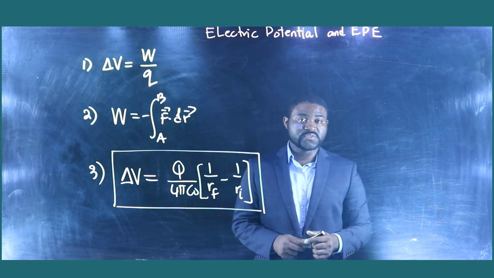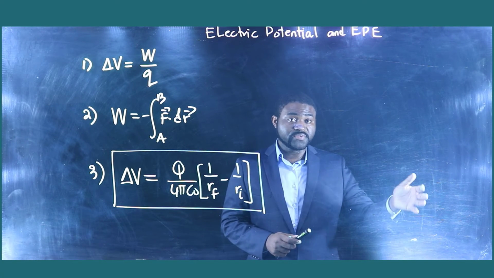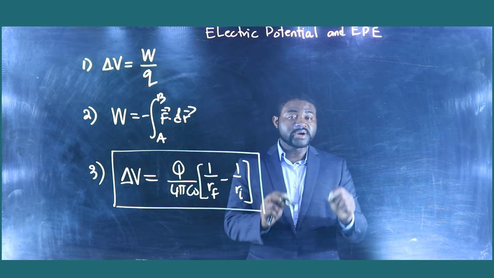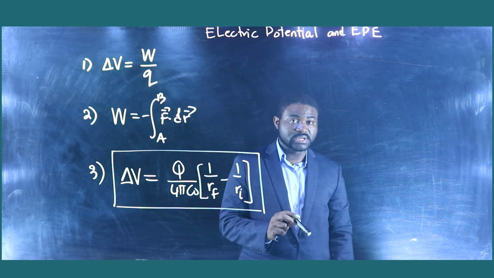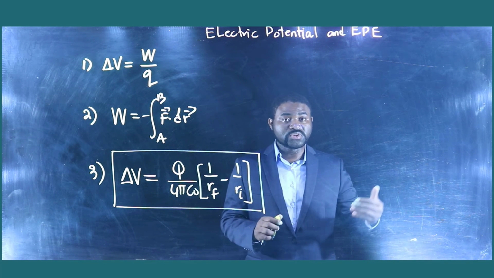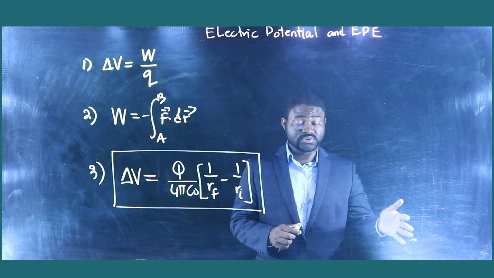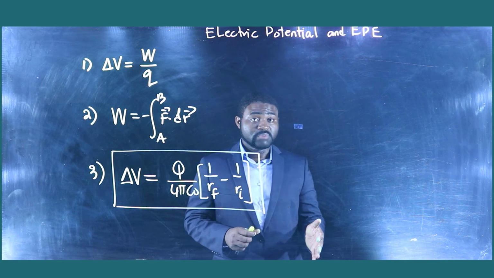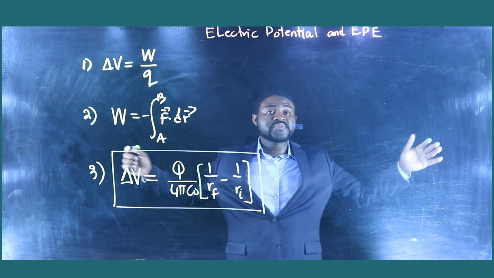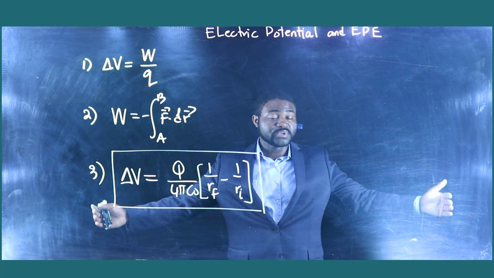Now, in physics, we take infinity as our reference point, but in practice, we use the ground as our reference point. Whether we are taking infinity or the ground, we know that the potential at infinity is zero. Why is that so? Because if two charges are infinitely very far apart, they do not interact with each other.